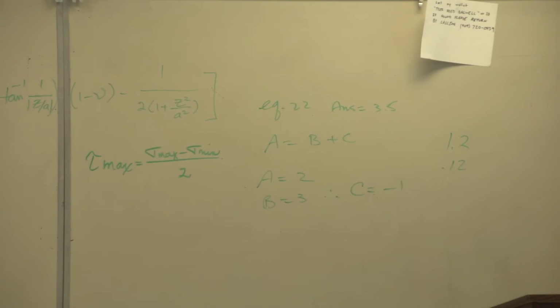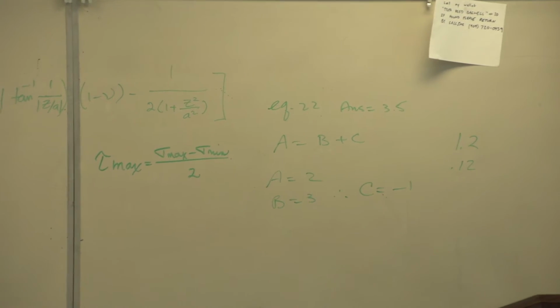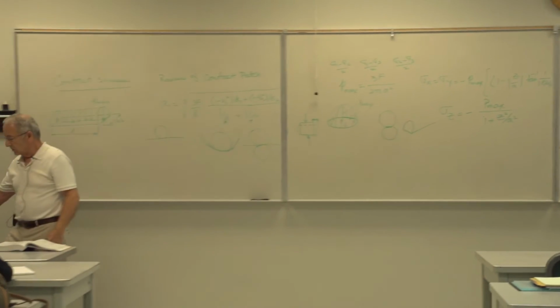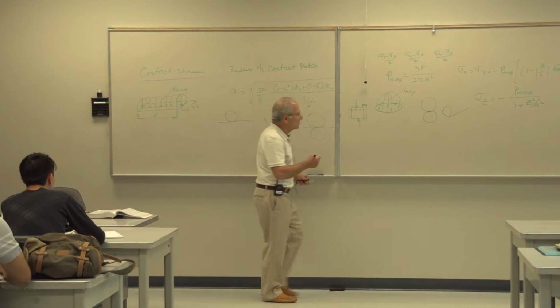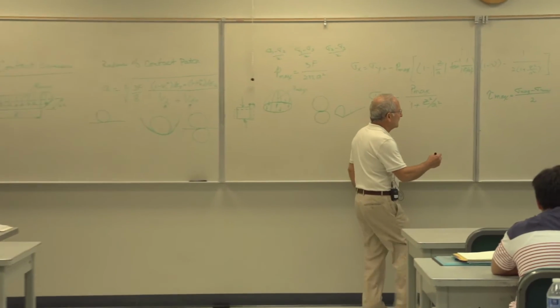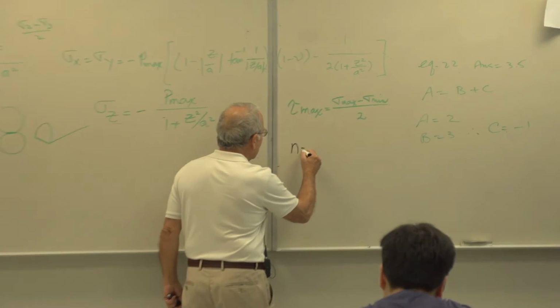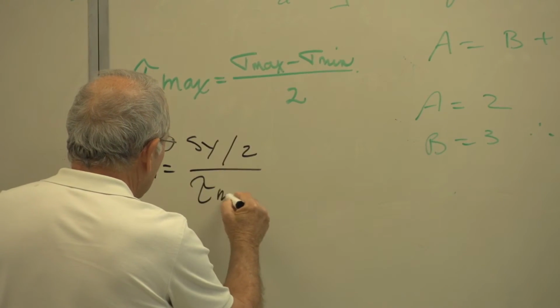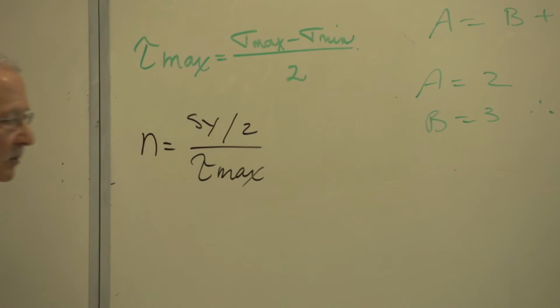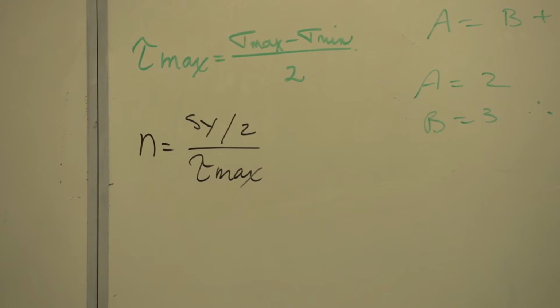Oh, I erased that, didn't I? Then you can find the factor of safety using the maximum shear stress theory. Say factor of safety n equals Sy over 2 divided by tau max.